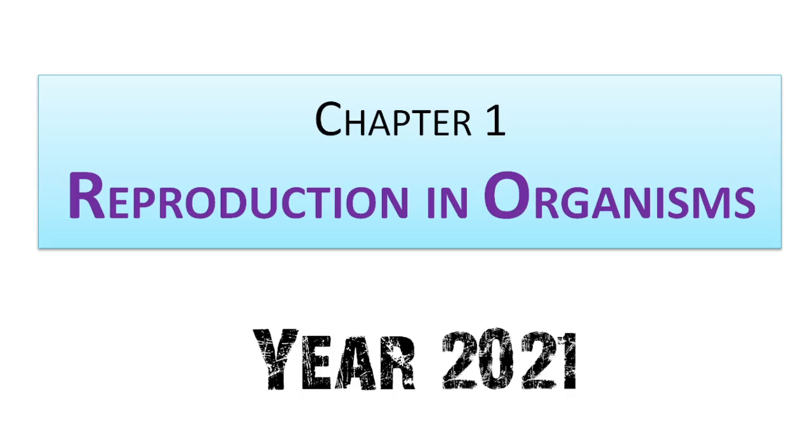With this class, we are going to start chapter number 1, Reproduction in Organisms. In this particular chapter, we will be studying the definition of reproduction and the differences between the two modes of reproduction, that is, asexual reproduction and sexual reproduction. So we will start our chapter number 1, Reproduction in Organisms.